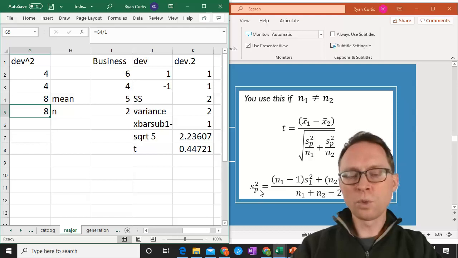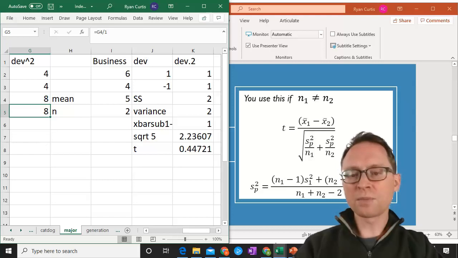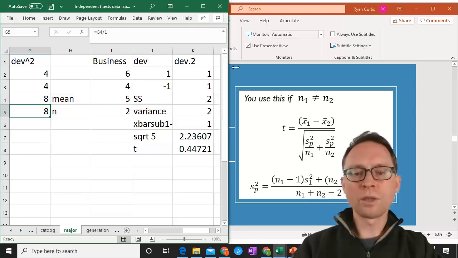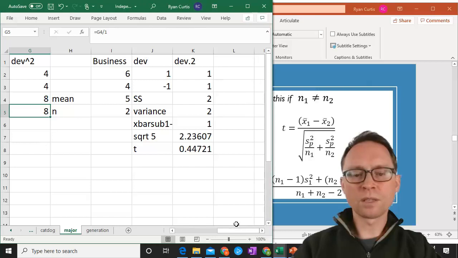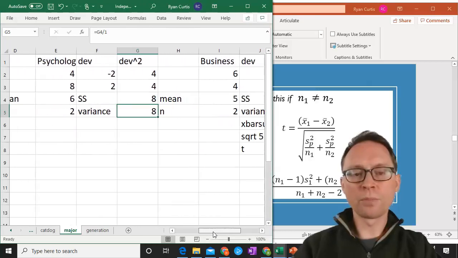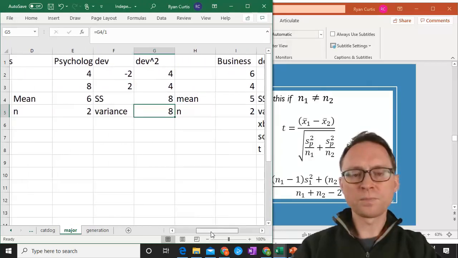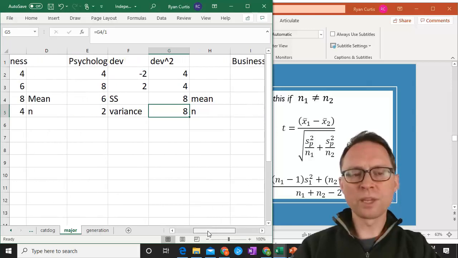So to do this, we need to pool the variance. We need n sub 1 minus 1 times the variance plus n sub 2 minus 1 times the variance all over n sub 1 plus n sub 2 minus 2. So what we're going to do is we're going to take a look. Let's make this a little bit wider. So we're figuring out the pooled variance. So first, psychology majors right here.